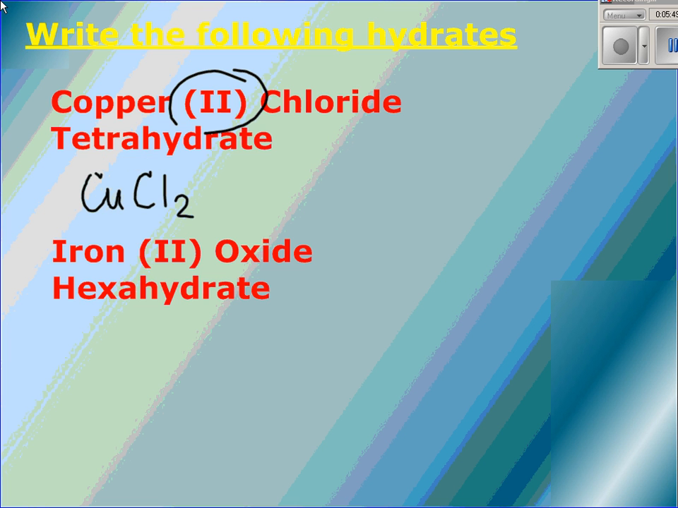That is the ionic part. We still need to add the hydrate. The asterisk indicates that it's attached. We see the Greek prefix tetra. Tetra means 4. Hydrate is the water, H2O.